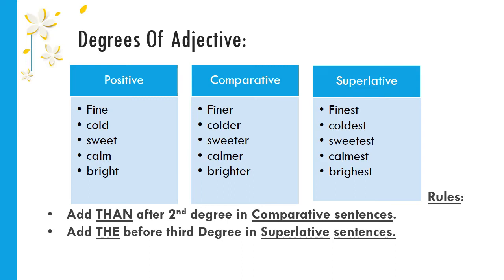Rules to convert positive degree to comparative degree. Add er or r in the positive degree. Add than after comparative degree. Rules to convert positive degree to superlative degree. Add st or est in positive degree. Add the before the superlative degree.